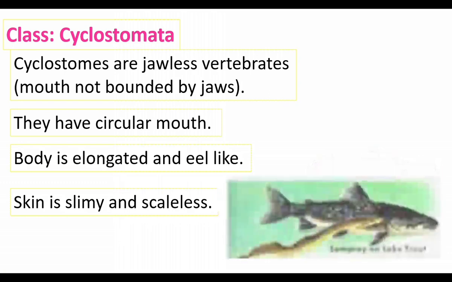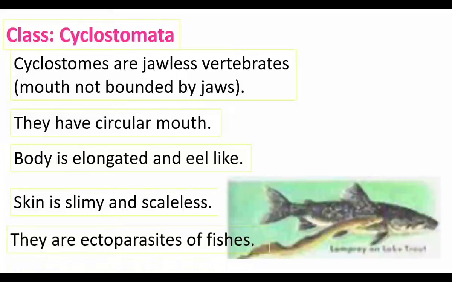They are parasites on fishes. Ectoparasites are parasites which live on the body of other animals. Here cyclostoma animals live as ectoparasites of fishes.